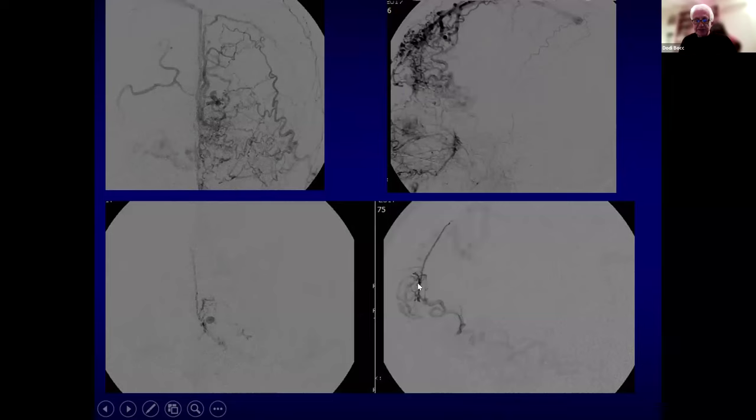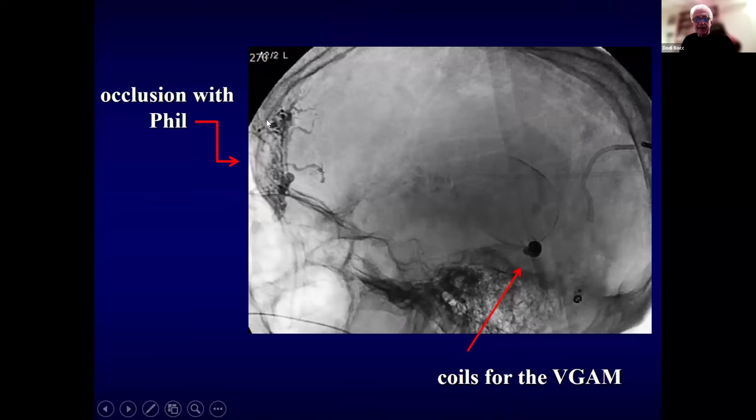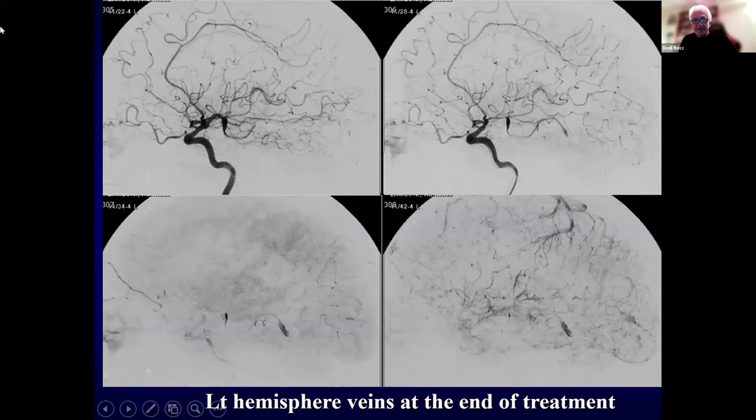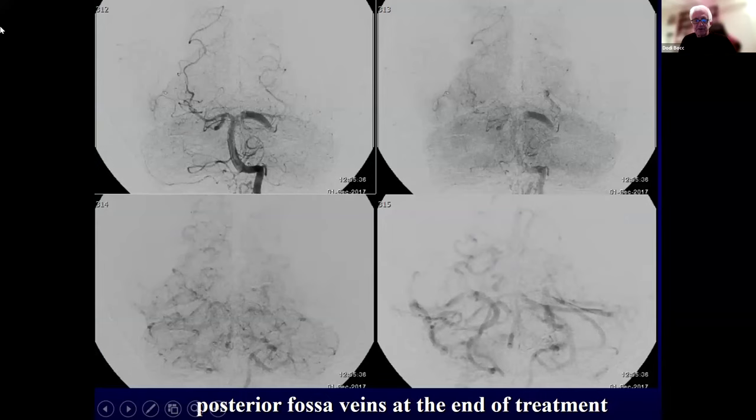This is the super selective imaging of an anterior meningeal artery showing the fistula here into cerebral veins. So we decided to occlude that also with glue. And here you can see the glue in the frontal area for the dural fistulas and the coils for the vein of Galen malformation. Right hemisphere veins at the end of the treatment. Left hemisphere, posterior fossa.